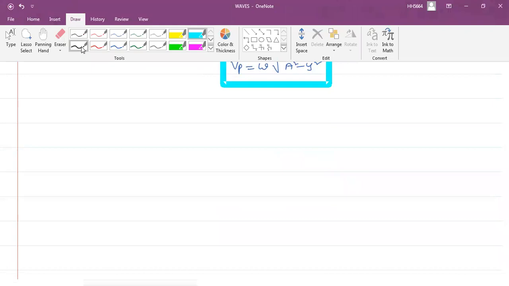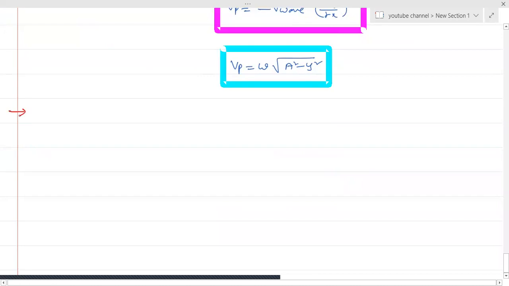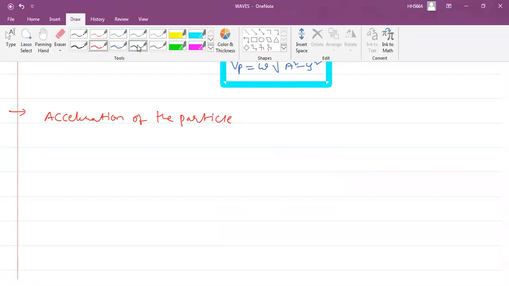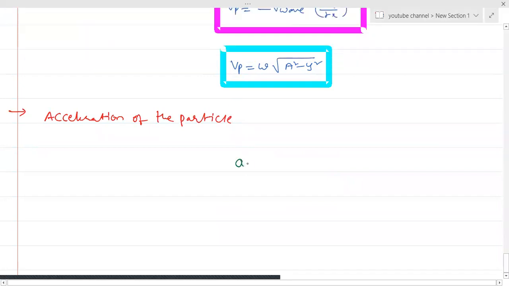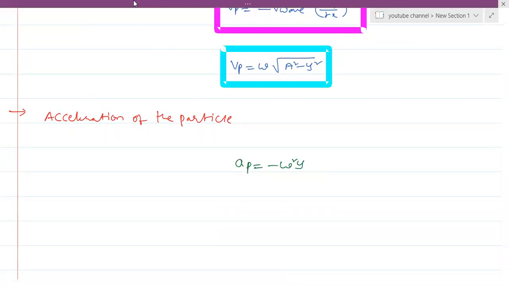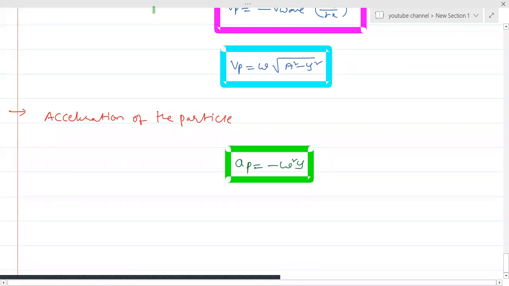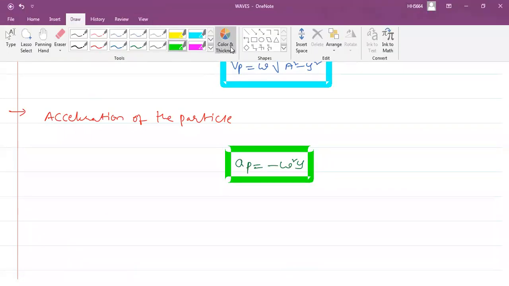So after that one, we will think of the acceleration of the particle. So when we think of the acceleration of the particle, just now we have studied that the particle executes SHM. So therefore SHM relations are valid here. So therefore I am taking AP equivalent to minus omega square.